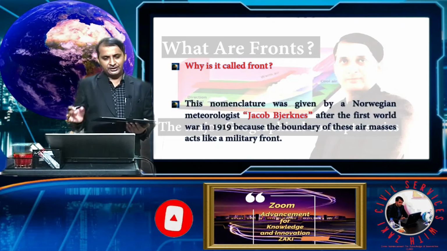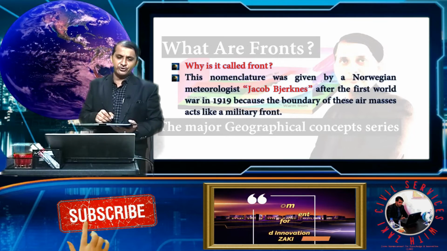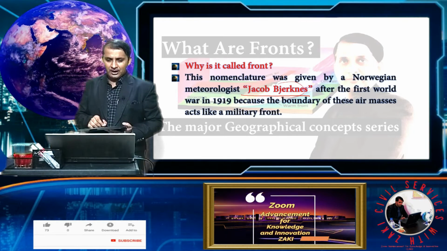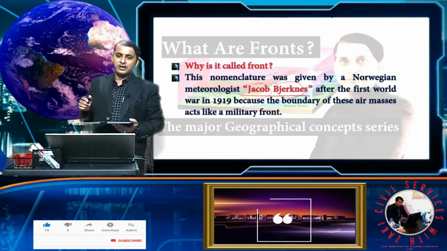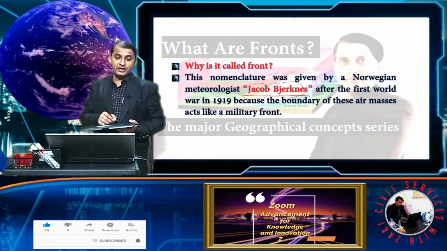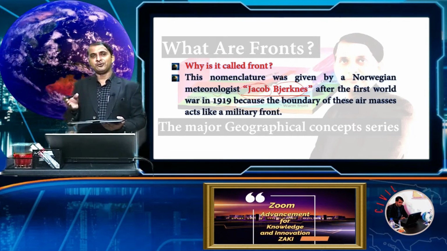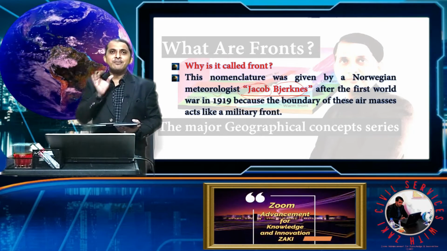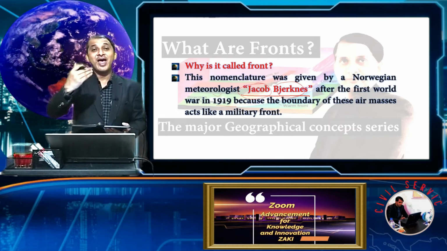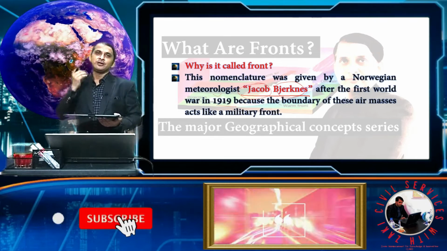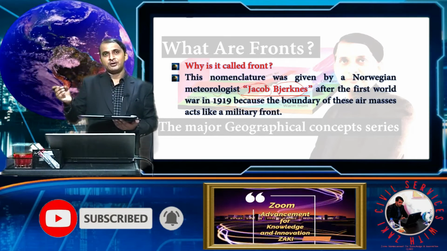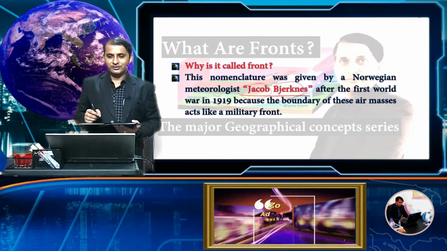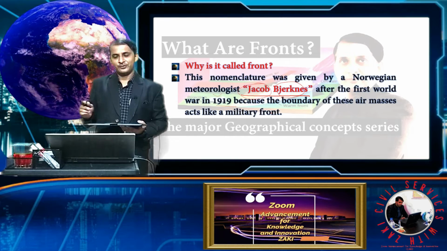Basically, this nomenclature was given by the Norwegian meteorologist Jakob Bjerknes. These meteorologists named these weather fronts after the First World War, because after the end of a war, some military wins or some loses. Like the military front, these air fronts also act like a military front. If the warm front wins, it is called a warm front. If the cold front wins, a cold front. If no one wins, it is a stationary front. That's all about acting like a military front, and that's why they are called weather fronts.